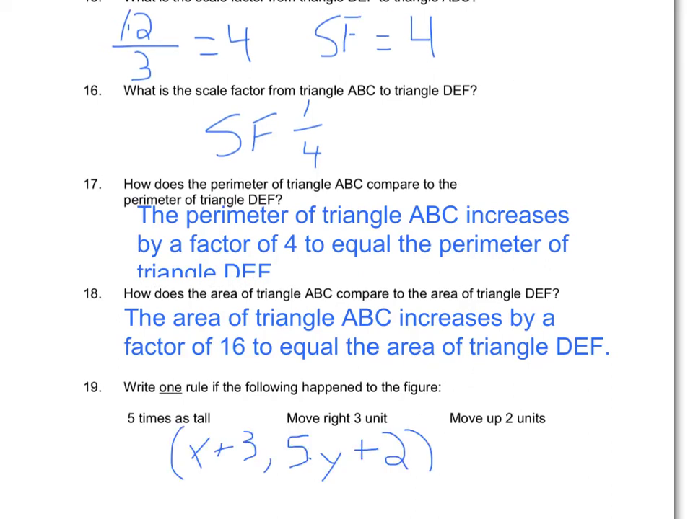Okay, for number 19, if we had to write one rule for the following to happen to the figure. So if I want something that's 5 times as tall, move to the right 3 units, move up 2 units. That means I'm going to do x plus 3 to move to the right. I'm going to make the figure 5 times as tall, so I'm going to multiply 5 times y, then move 2 units up. That's plus 2. So (x + 3, 5y + 2).